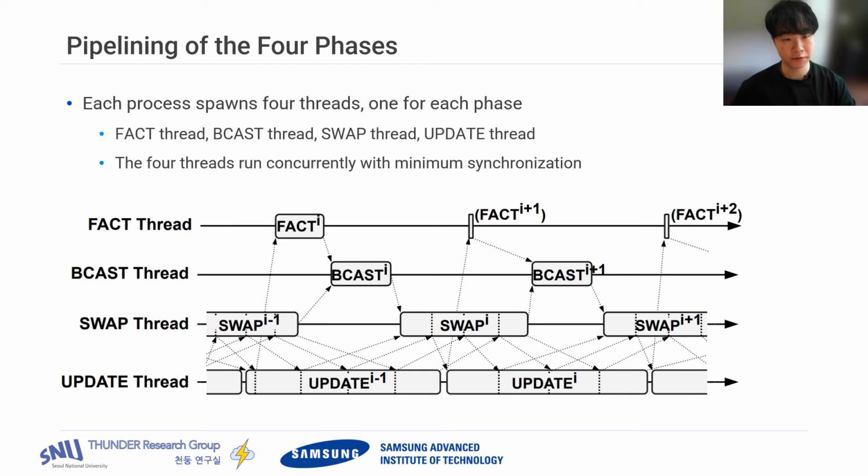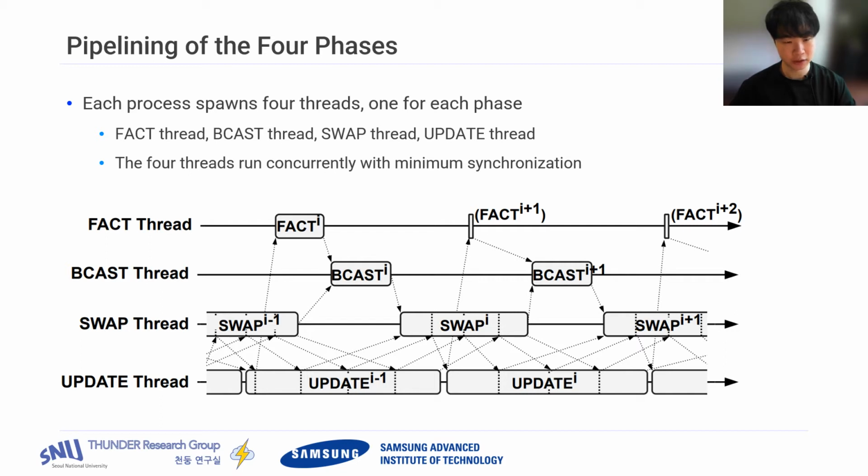To pipeline the 4 phases, each process spawns 4 threads, one for each phase. The 4 threads run concurrently with minimum synchronization. They first wait until the required part of the matrix becomes up to date. Then they do their job, then notify the other thread that the job is complete. This figure illustrates the pipeline. It is a timeline of the 4 threads running concurrently. The arrows show the post-wait synchronization between the threads.